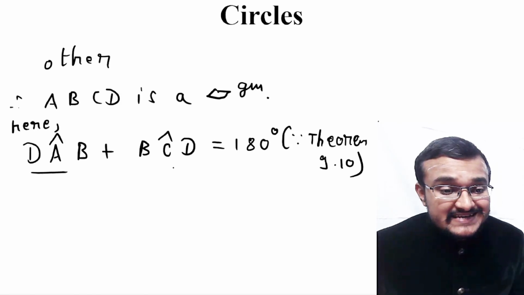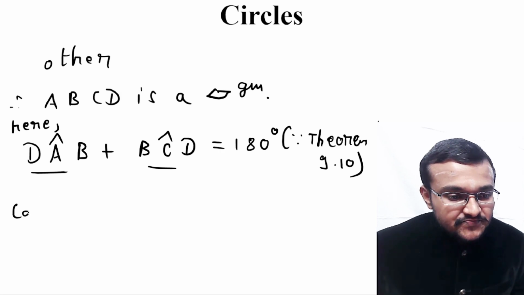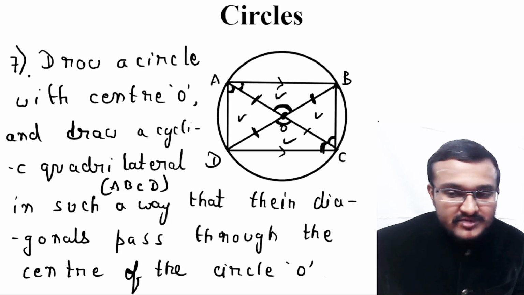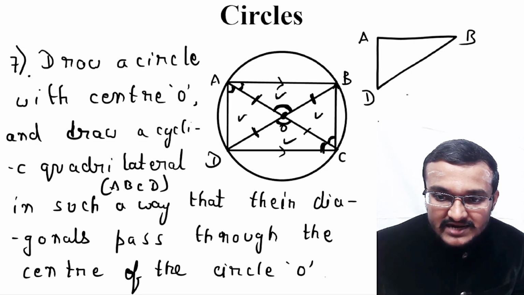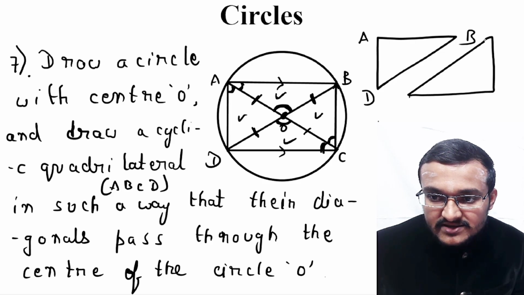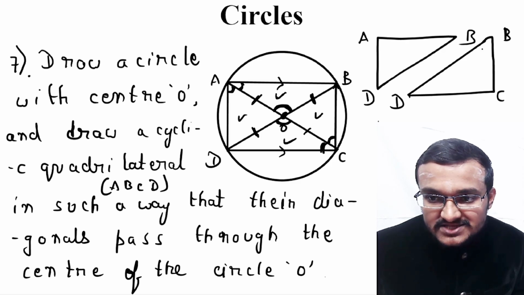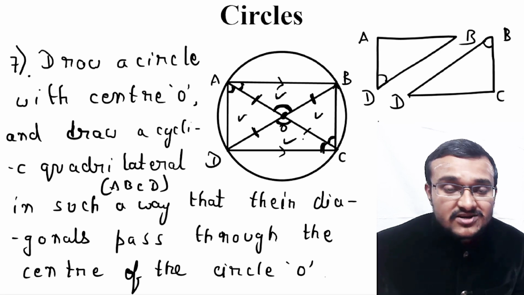So now we have to prove that DAB and BCD are equal to each other. In order to prove that, consider the bigger triangle like this. We will consider triangle ABD and this other triangle, which is BCD. In these two triangles, this particular angle and this particular angle will be equal to each other because we have proved AOD and BOC are congruent with each other.